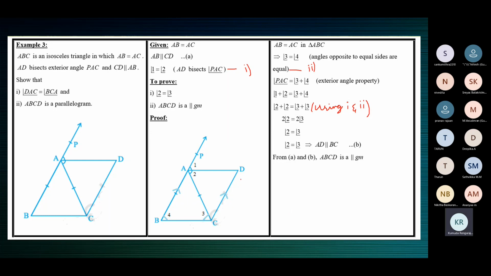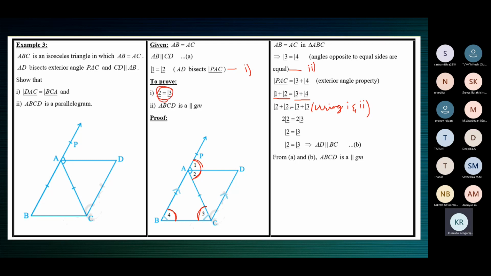Okay, let's have a recap. We first use the exterior angle property. Angle 1 plus 2 is equal to the sum of the two interior opposite angles, 3 plus 4, by the exterior angle property. But we know that angle 1 is equal to angle 2 because it's bisected, and angle 3 is equal to angle 4, by the isosceles triangle property. We need to prove that angle 2 is equal to angle 3.